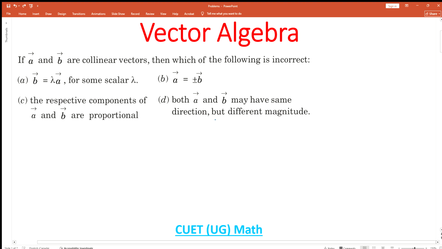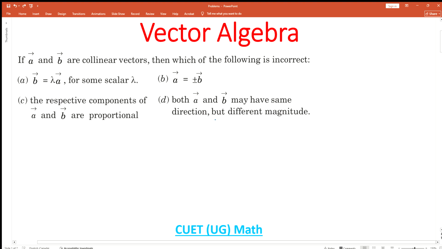Let's start by understanding what are collinear vectors. Collinear vectors are vectors that lie along the same line or are parallel to each other. Another way to define collinear vectors is that they are scalar multiples of each other. That means if we multiply one of the vectors by a scalar quantity, we get the other vector. Let's start by analyzing the given answer choices.